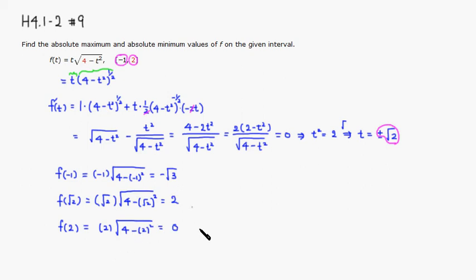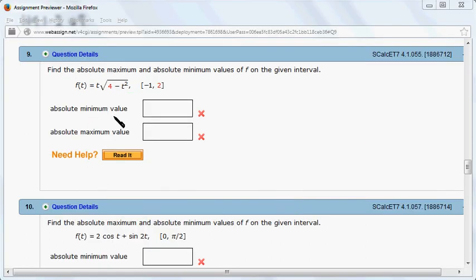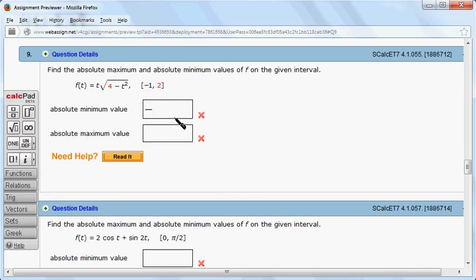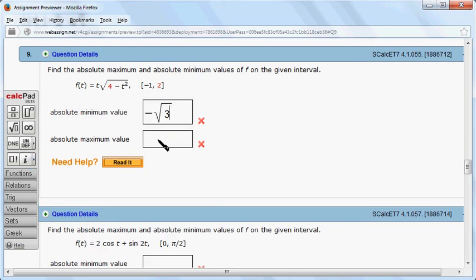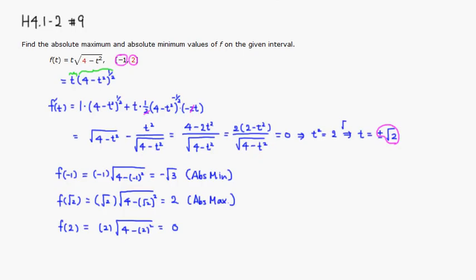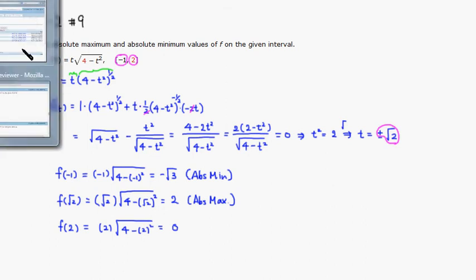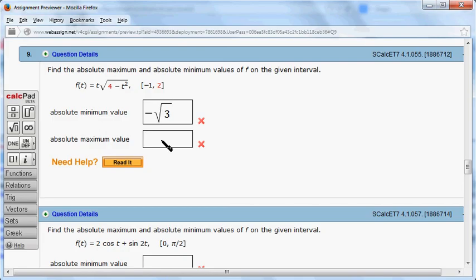Right, so obviously then the smallest value would be the only negative value, so this is the absolute minimum. Right, then the largest value would be 2, so this guy is the absolute maximum. All right, so let's type that in. All right, so we have the absolute minimum value would be negative square root of 3, and the maximum value would be, which one was it? 2. Oops, sorry. So that would be 2.